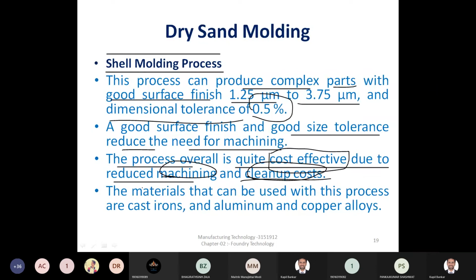Now the materials that can be used with this process are cast iron, aluminum, and copper. You may use any of these materials to create a product using shell molding. That may be cast iron, aluminum, and copper alloys.